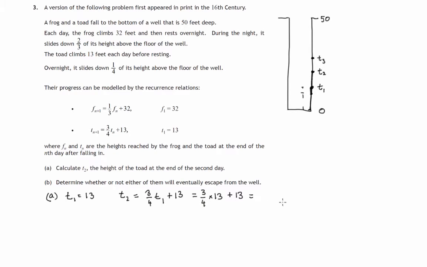So 3/4 of 13, that's 39 divided by 4, plus 13. And 4 into 39, 4 9s are 36 with 3 left over, so that's 9 3/4 plus 13, that's 22 3/4, or 22.75. So that's the height of the toad at the end of the second day. There it is, 22.75 feet.